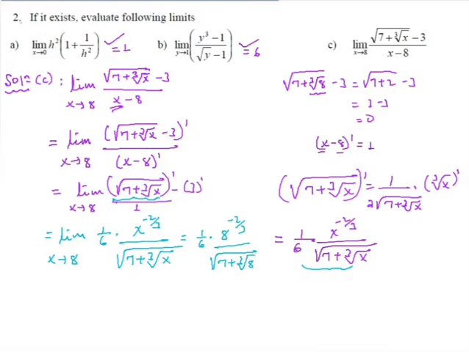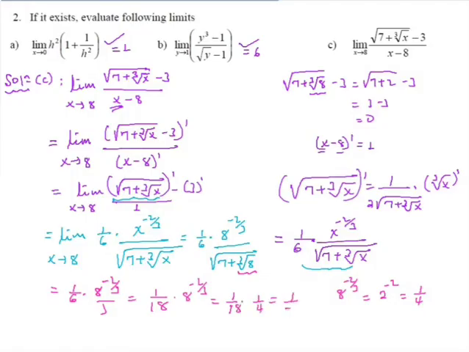The cubed root of 8 is 2. 2 plus 7 is 9. The square root of 9 is 3. Therefore, 1 over 6 times 8 to the power of minus 2 over 3, over 3, which is 1 over 18 times 8 to the power of minus 2 over 3. By the way, 8 to the power of minus 2 over 3 means 2 to the power of minus 2, which is 1 over 4. So this becomes 1 over 18 times 1 over 4. The result is 1 over 72.